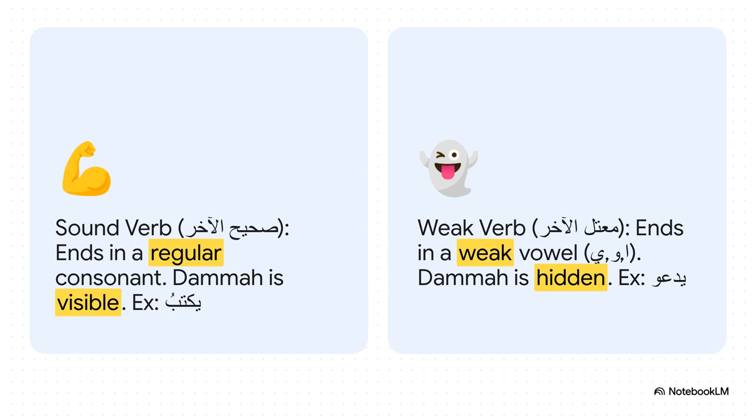First, you have your sound verbs. They end in a normal consonant, and you can clearly hear that oo sound at the end, like yaktubu. Easy enough. Then you have weak verbs. These guys end in a weak vowel letter, which makes it kind of awkward to pronounce that final oo. So we just say the ending is estimated or hidden. You can see the difference with the example yedu.